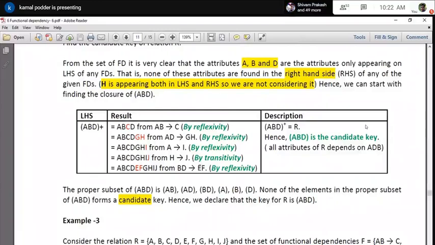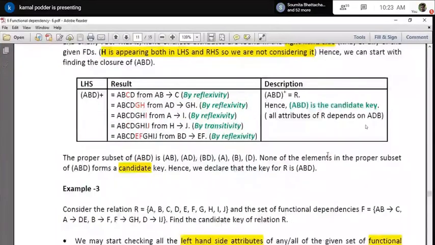And if you find that either you have considered all these FDs or you have already reached the full attribute set of the relation, then you can stop there, because you need not include any more. Okay, so you can stop here. So here, ABD closure is representing the relation because it includes all the attributes. So naturally I can say that ABD is a candidate key.